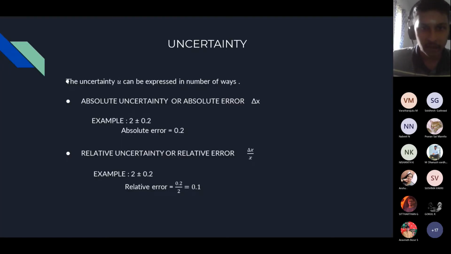So uncertainty can be expressed in a number of ways. Absolute uncertainty or absolute error, delta x. The delta x error 0.2, the absolute error. Next. Relative uncertainty, it is delta x by x. We take 0.2 by 2, 0.1. So we can convert into percentage also, 0.1 into 100, then 10%, etc. Next slide.